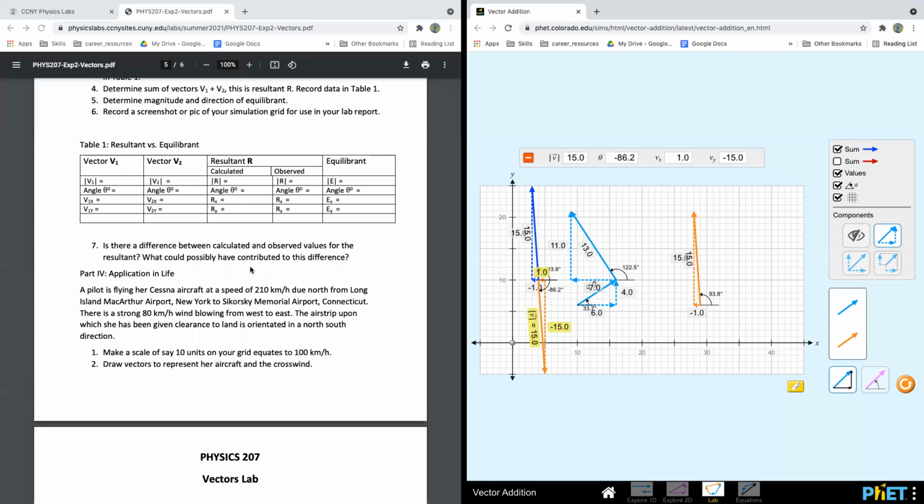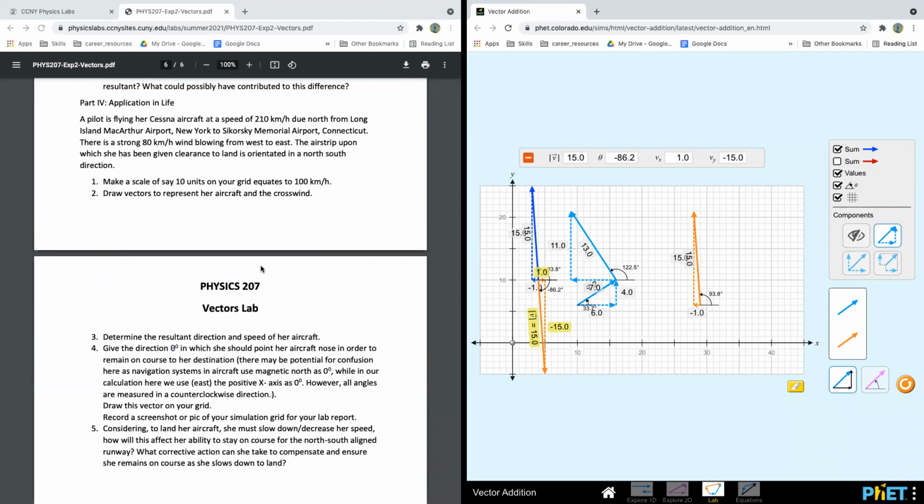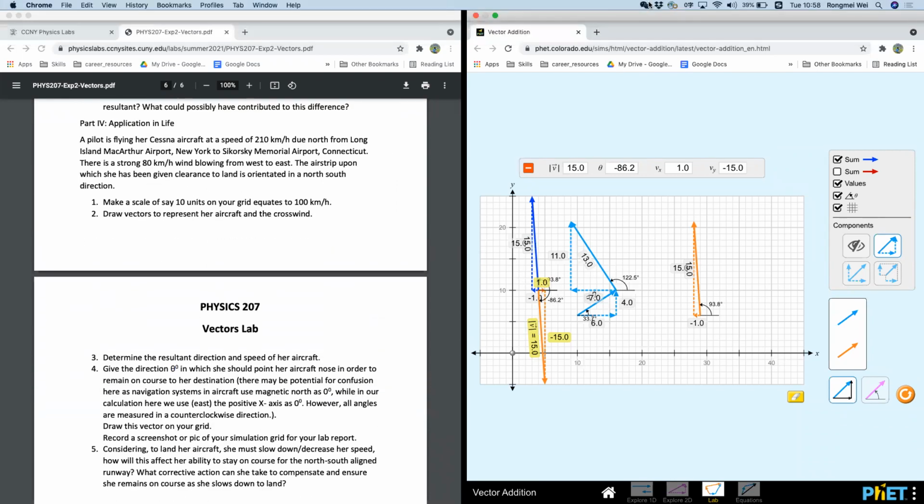Maybe you didn't get exactly the same one as they calculated from the sum value of two vectors. It's totally fine. You just compare and see what could be the error or what contributes to the difference. And then another one, the last part is, let me see what time it is.